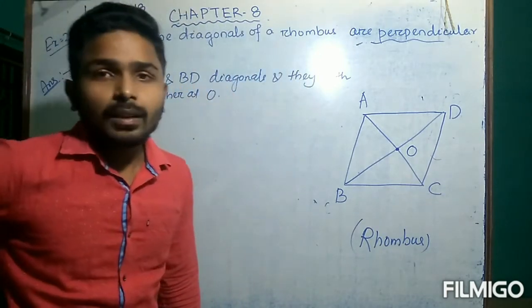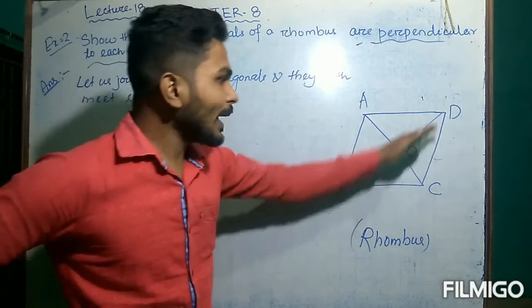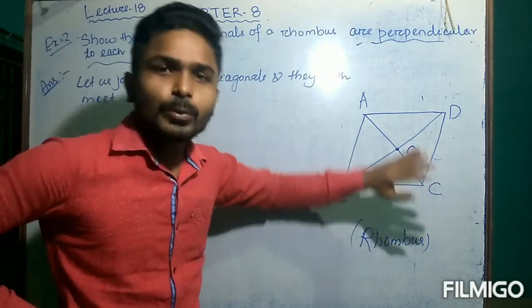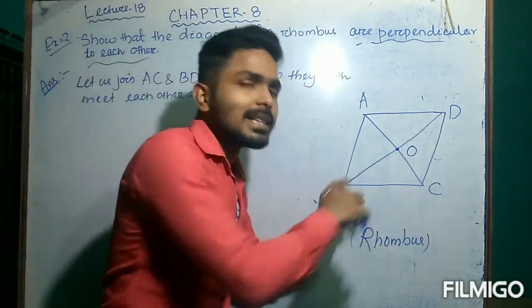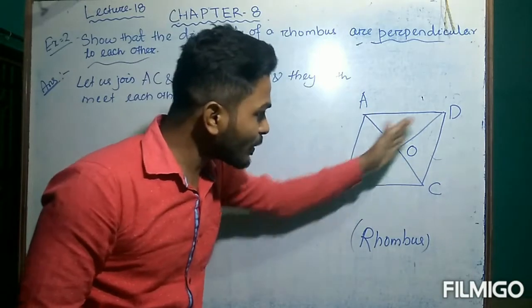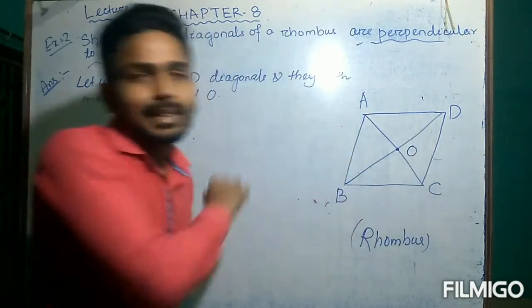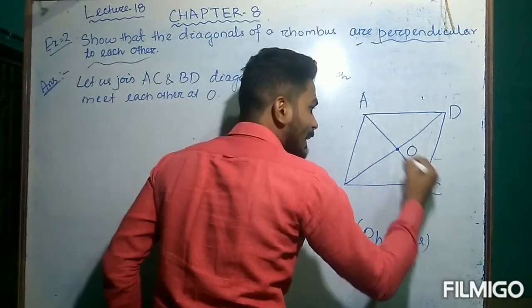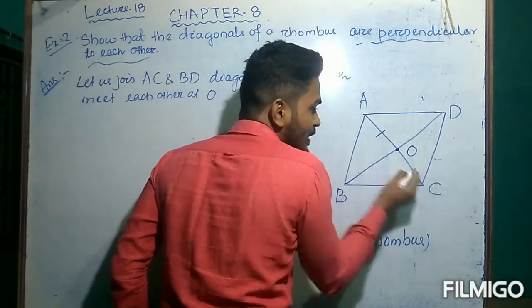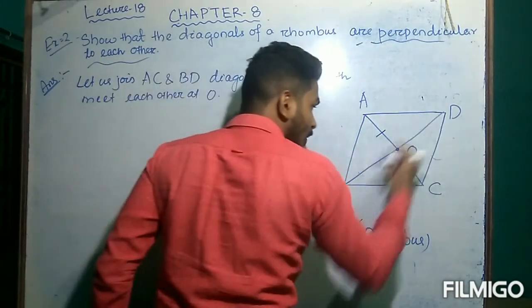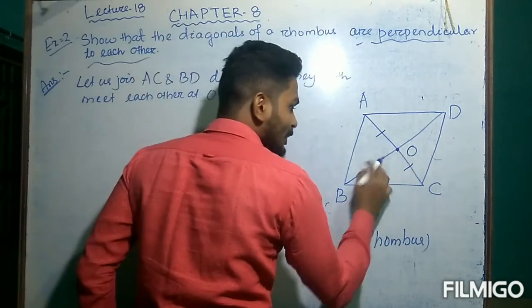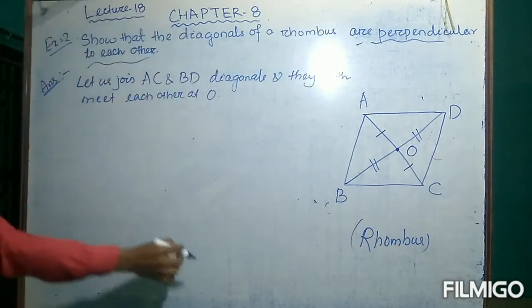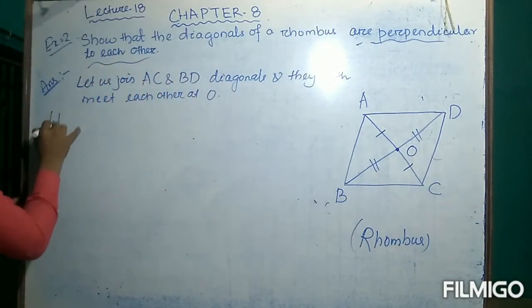Already from the property of the rhombus, we know the two diagonals bisect each other. We know it. Why? Because a rhombus is also a parallelogram. In a parallelogram, the two diagonals bisect each other. That's why in case of a rhombus also, the two diagonals bisect each other at the point of intersection. It means the diagonal AC is bisected at O. That means this half is equal to this half. Similarly, this diagonal BD is bisected at the point O. It means this half BO is equal to this half. Yes or no? Yes.